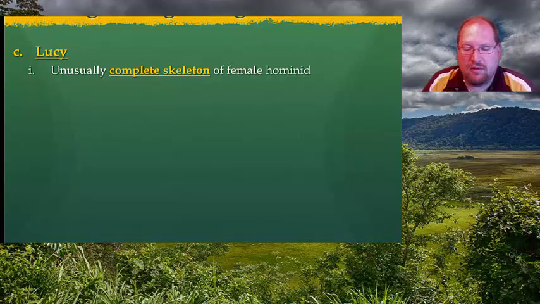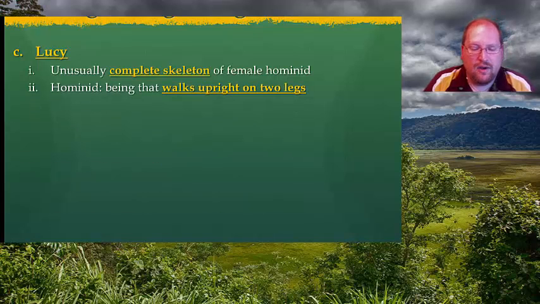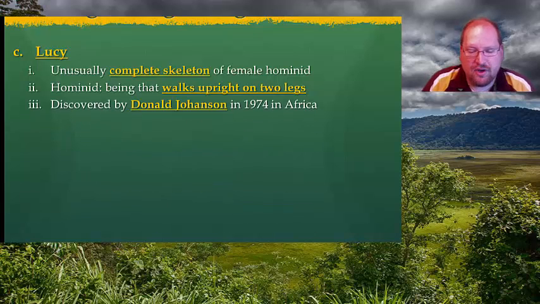What made this remarkable find was that it was an unusually complete skeleton of a female hominid. Hominid refers to a being that was able to walk upright on two legs. So whenever you hear that word hominid, think of some human-type being that walks on two legs. The discovery was made by Donald Johanson and his team in 1974 in Africa.